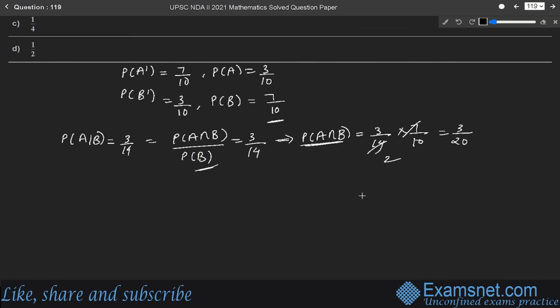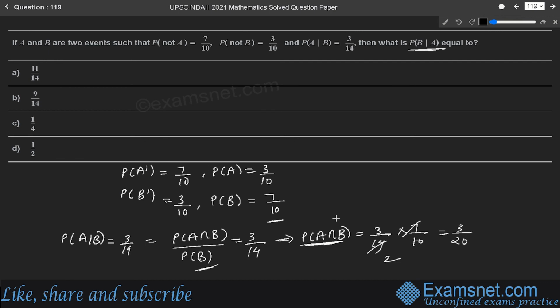Now we have to find the probability for B by A. It means P of B intersection A upon P of A. Now we have found the intersection value, which is 3 by 20, upon P of A, which is 3 by 10. So it will be 1 by 2. So the required probability here is 1 by 2. Therefore, the correct option is option number D, which is 1 by 2.